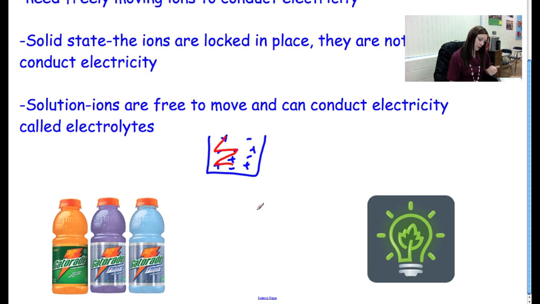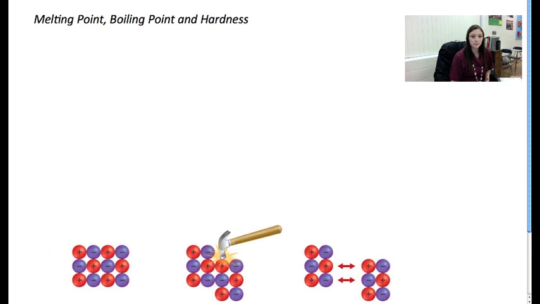All right, so if we're back to our notes here, I got a little off track there. Let's look at some more properties of ionic bonds. We have melting points, boiling points, and then how hard these ionic crystals, these crystal lattices, are. Okay, the first one is when you melt.